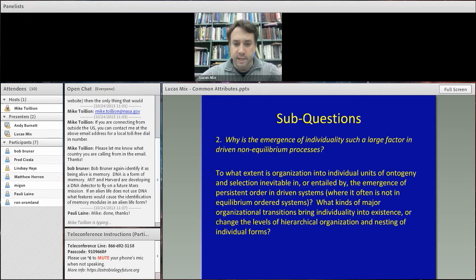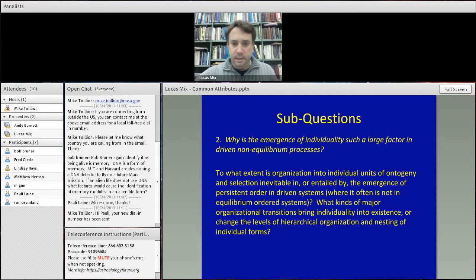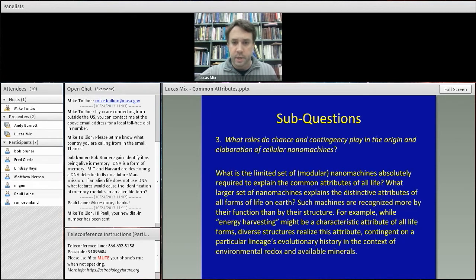What kinds of major organizational transitions bring individuality into existence or change the levels of hierarchical organization and nesting of individual forms? You can see there's a little bit of a definition of life creeping in here. I don't think that's necessary to subscribe to understand the general idea of necessity and contingency in the history of life, but it shows you somewhat what we were thinking when we were talking about the question.